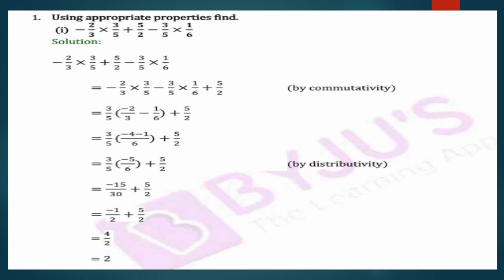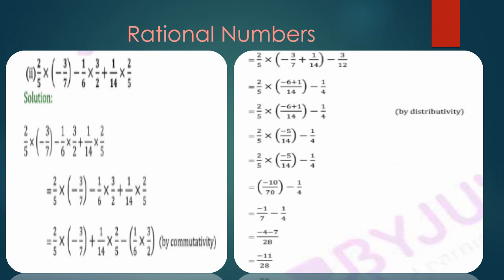Now the second question comes in the next slide. The second question is 2 upon 5 into minus 3 by 7 minus 1 upon 6 into 3 by 2 plus 1 upon 14 into 2 upon 5. So here is the solution: 2 upon 5 into minus 3 by 7 minus 1 upon 6 into 3 by 2 plus 1 upon 14 into 2 upon 5.